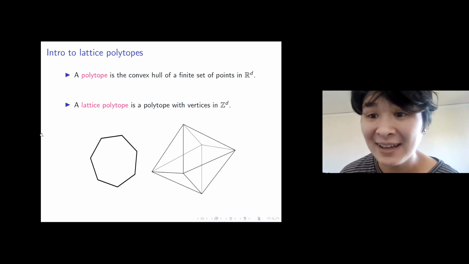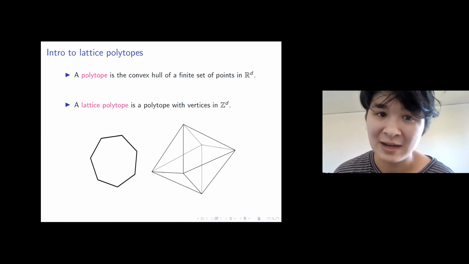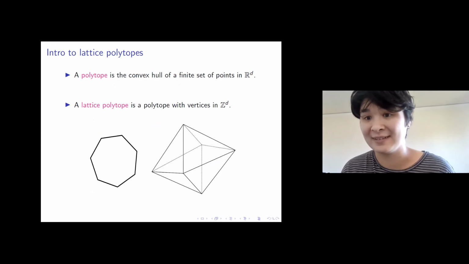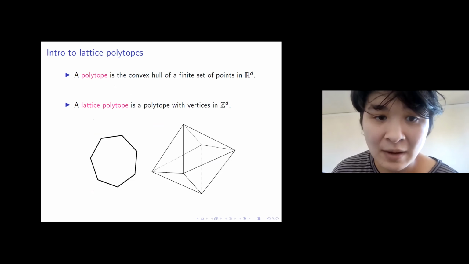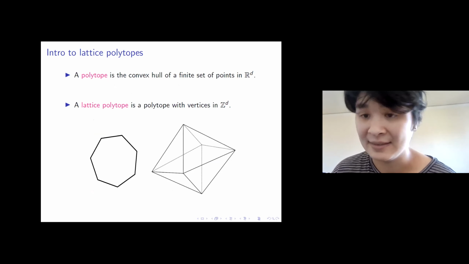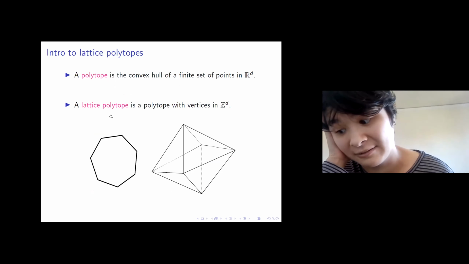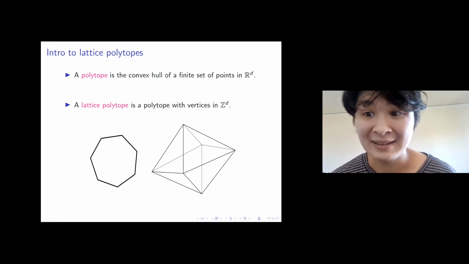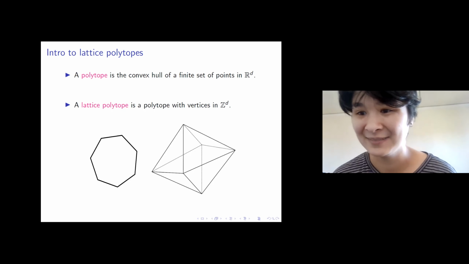Okay, so first I want to introduce what a polytope is. A polytope is what happens when you take a finite set of points in space and then take the convex hull over it. So just kind of like cover them in saran wrap and you have this shape. And a lattice polytope is a polytope in which all of the vertices are integer lattice points. Since I am mostly concerned with counting lattice points inside of polytopes, I pretty much have only dealt with lattice polytopes in my life and not other polytopes.